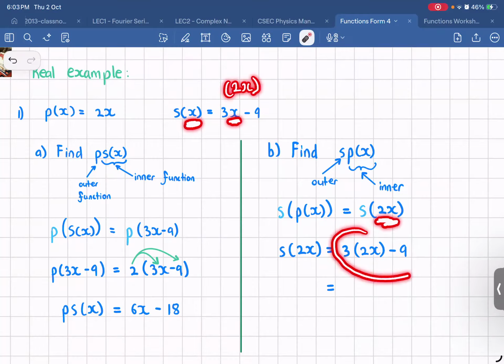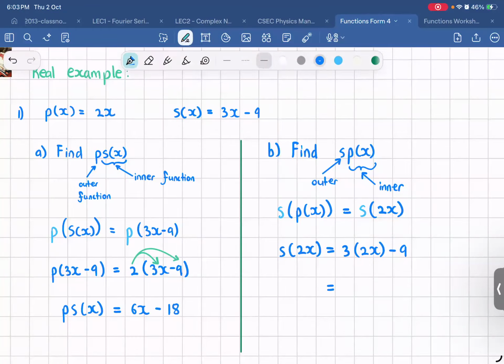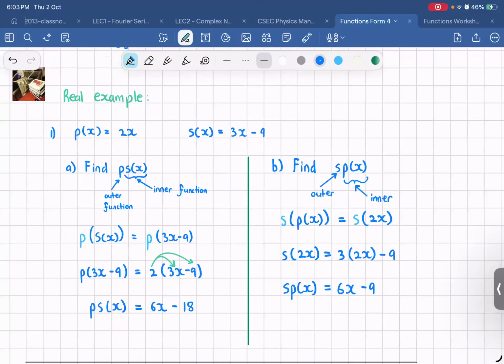So that's what we get. All right, sir. You understand? Yeah, I understand. Whatever you're writing inside the bracket's gonna replace x. So what is 3 times 2x? 6x. Right, minus 9. Bam. That's the answer. So that's what SP of x is. How we feeling, guys? We feeling good? Yes, sir.